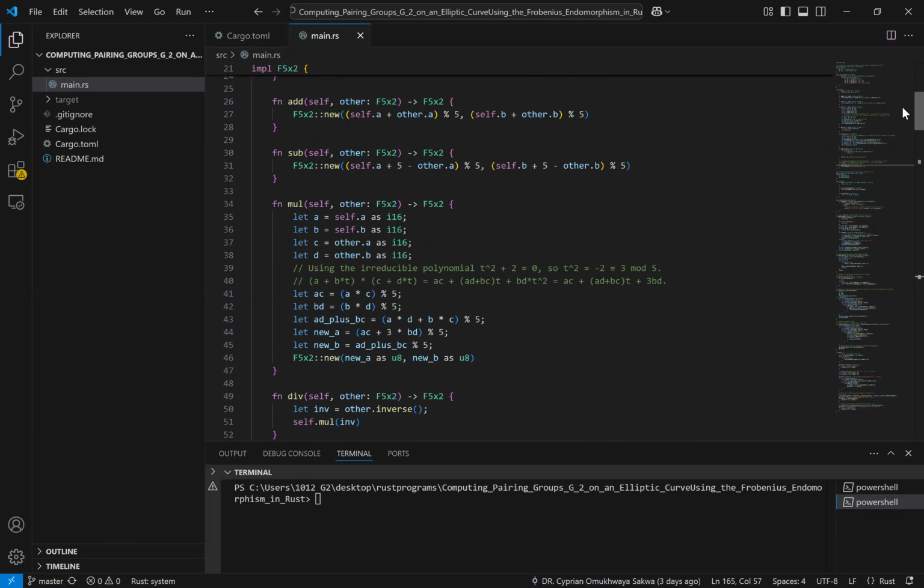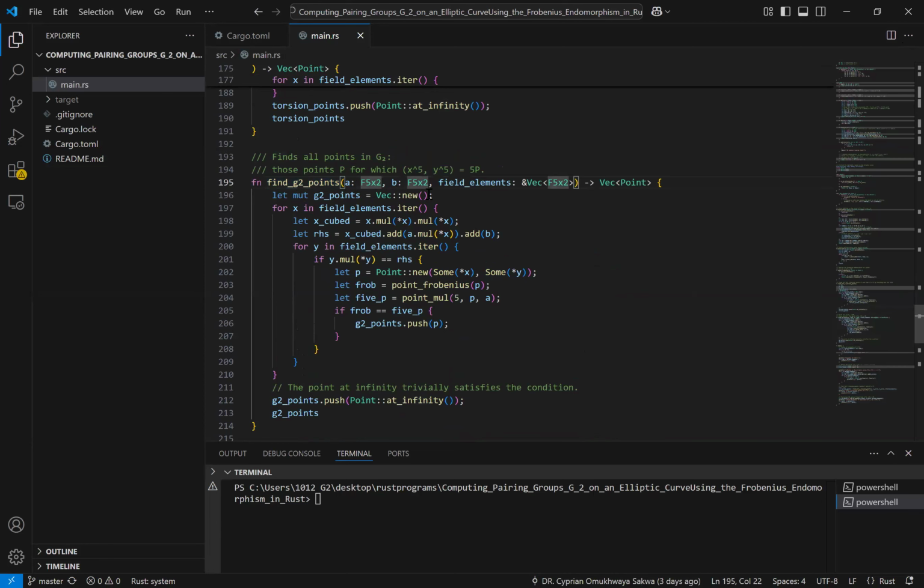Now, the other part is find G2 points. Here is where you may want to define what a G2 point is. If we get G2 points, we'll be pushing them inside this empty vector. A G2 point will be a point of the full torsion group such that, now we have the x cubed part. This is what I want: x raised to 5, y raised to 5 should give me 5p, just as in the previous example. So this is what I'm defining here.